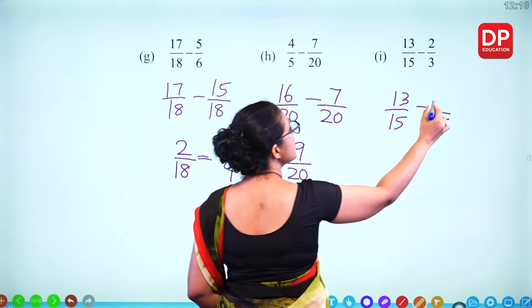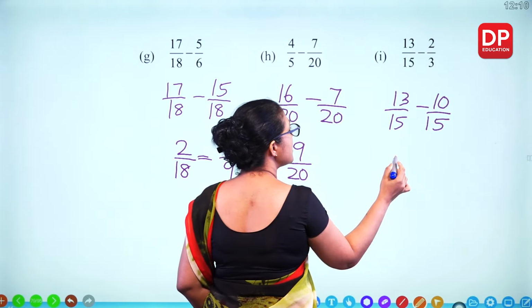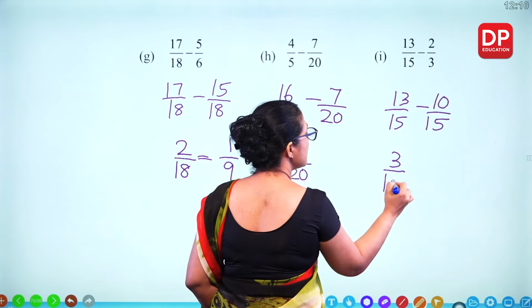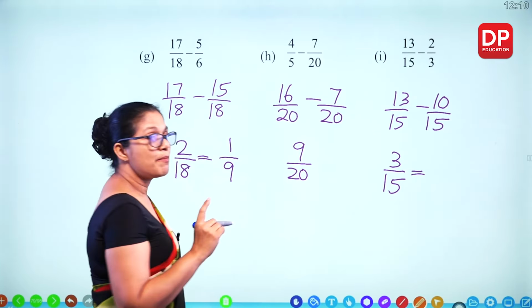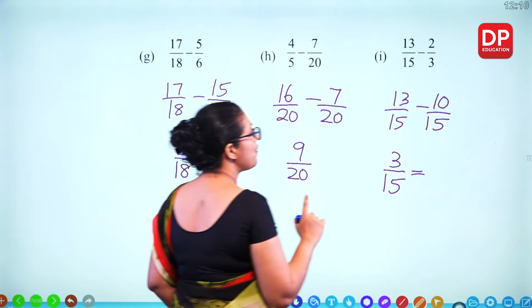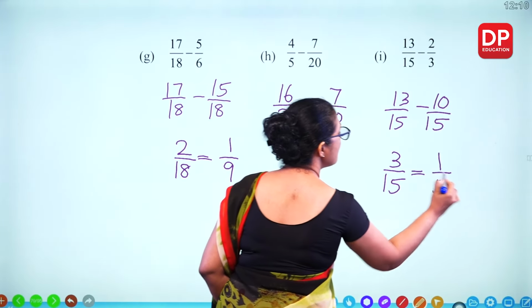Multiply by 5. 5 times 2, 10. 13 minus 10, that's 3. You can simplify. Divide both the numerator and the denominator by 3. 1 over 5.